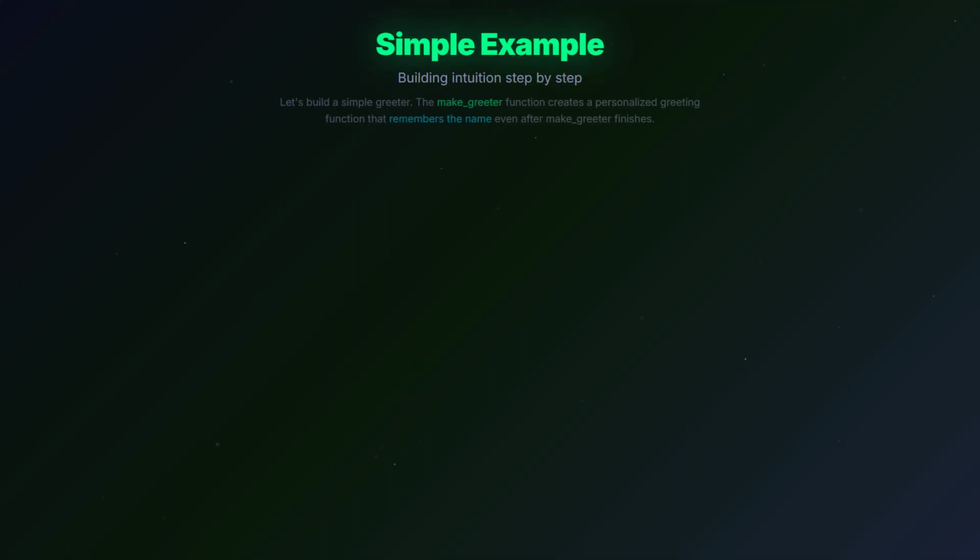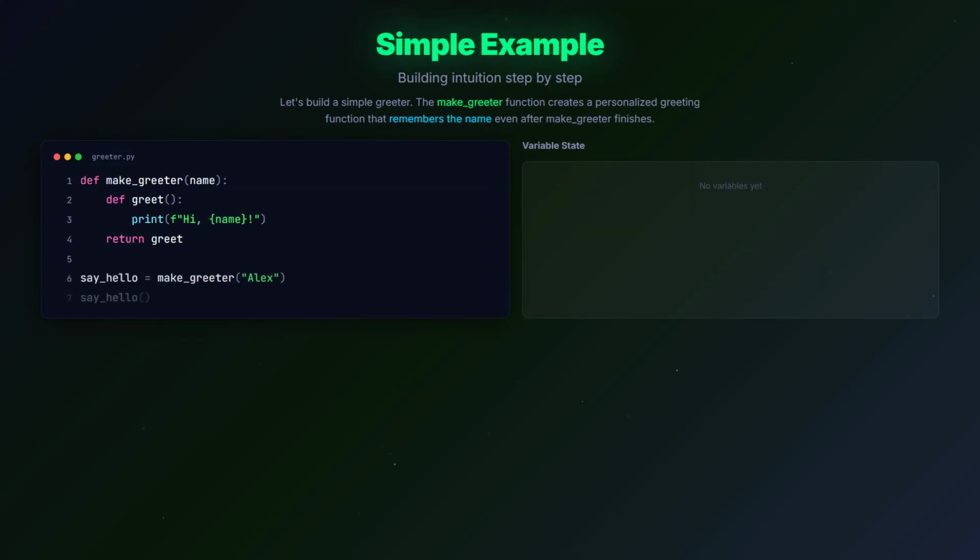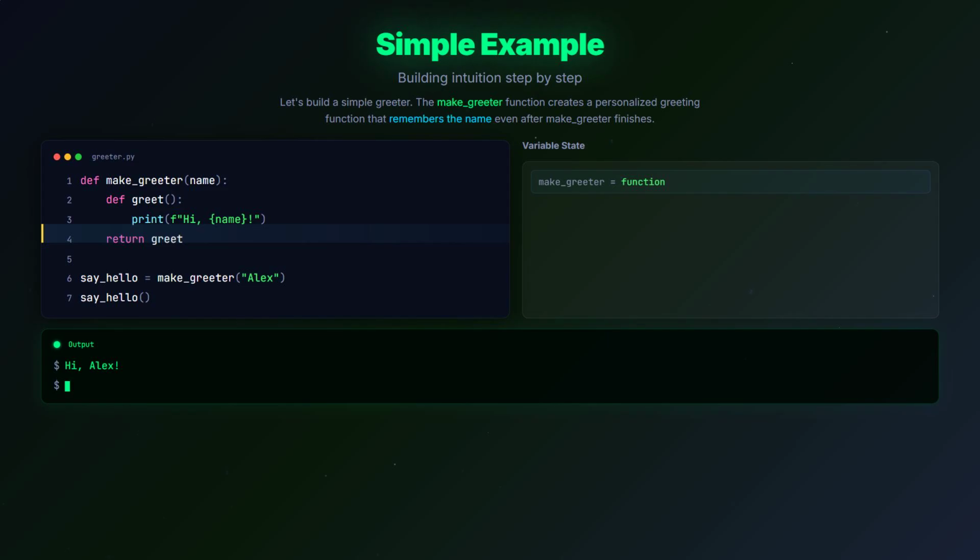Let's build a simple example to make this concrete. We have a makeGreeter function that takes a name as a parameter. Inside it, we define a greet function that prints a personalized greeting using that name. The makeGreeter function returns the greet function. When we call makeGreeter with Alex, it creates and returns a closure, a greet function that has Alex packed into its backpack. Even though makeGreeter has finished, when we call say_hello, it still knows to greet Alex. Watch how the variable state panel shows name being captured and remembered by the closure.